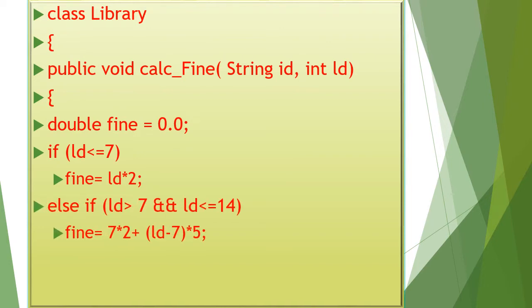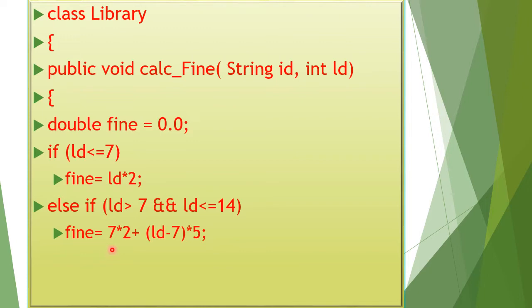And if the number of late days is more than 7, that is else if, we check the next condition here, else if LD greater than 7 and LD less than or equal to 14. That means if the number of late days is more than 7 and is up to 14. That is why we write the condition here joined by the AND operator. LD greater than 7 and LD less than or equal to 14.